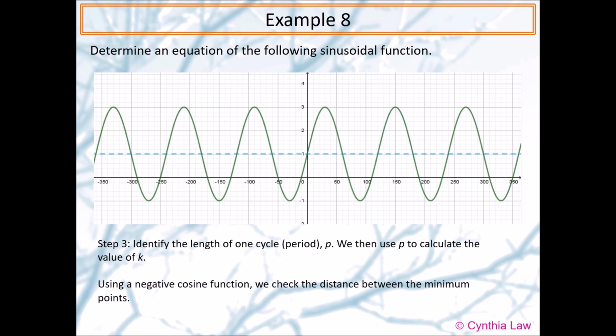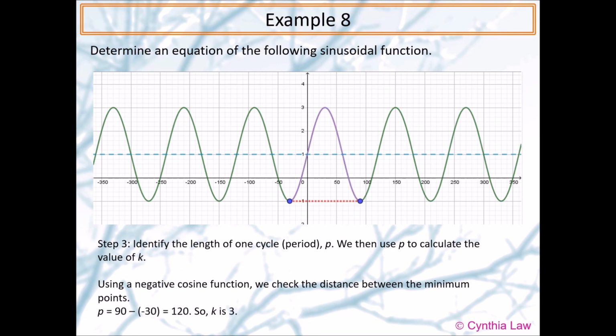Lastly, we could use a negative cosine function, which means that we check the distance between the minimum points. So we draw from one minimum to the next minimum. P equals 90 subtract negative 30. Once again, we have 120. So K will have a value of 3. It doesn't matter where we start, we will always get the same period.